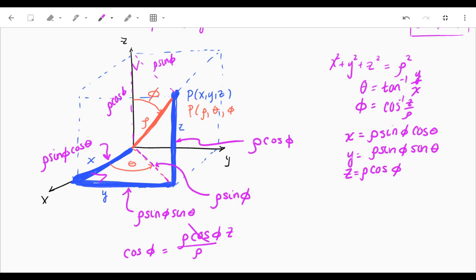So we'll practice plotting some of these. Sorry, I needed some water quick here. Hold on.